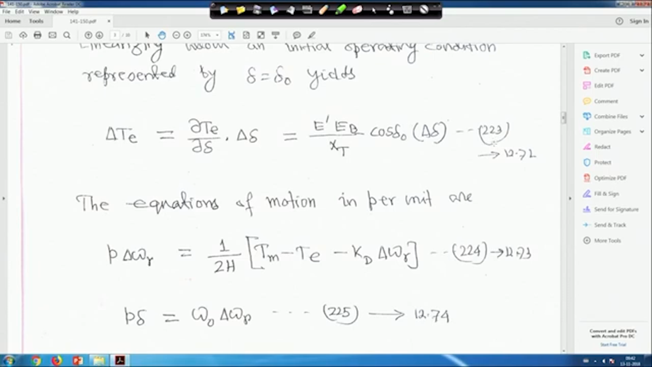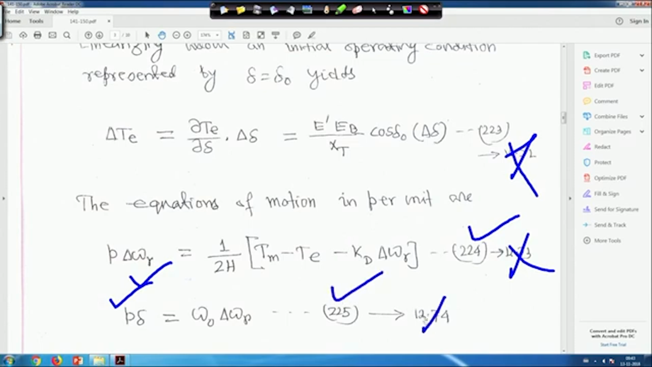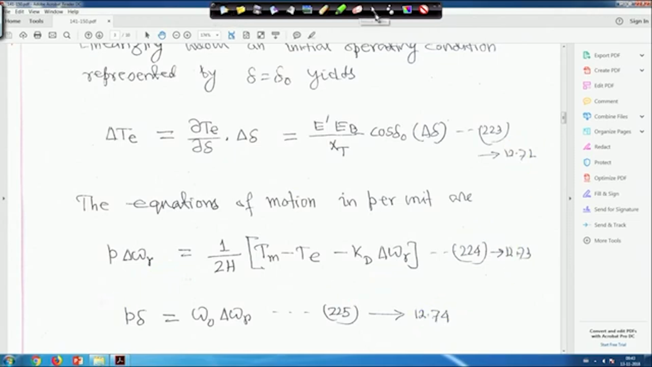The equation of motion we have seen earlier in per unit. So, this we have seen earlier, P delta omega r is equal to 1 upon 2H in bracket Tm minus T minus Kd into delta omega r, this is equation 224. This one also we have seen, P delta is equal to omega 0 into delta omega r, this is equation 225, this is for my reference, right. So, let me clear it.